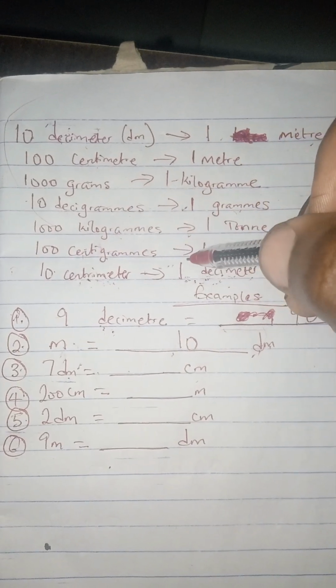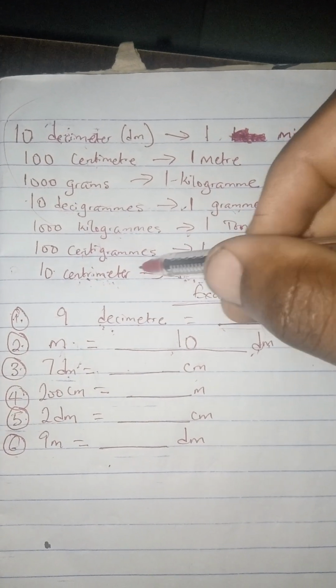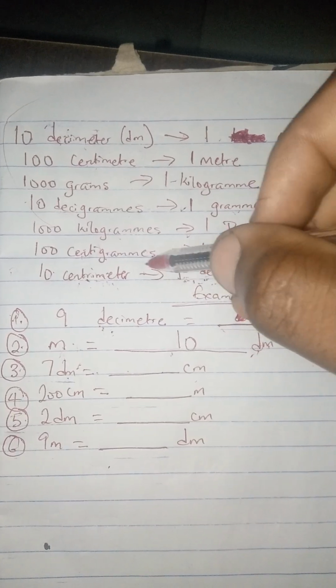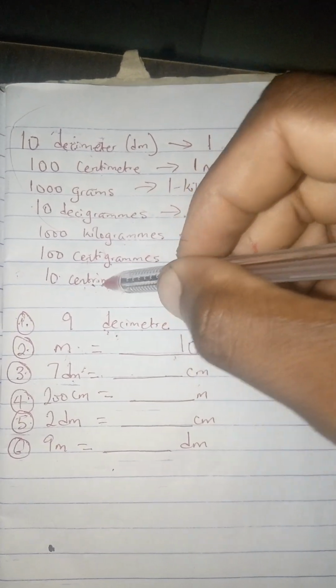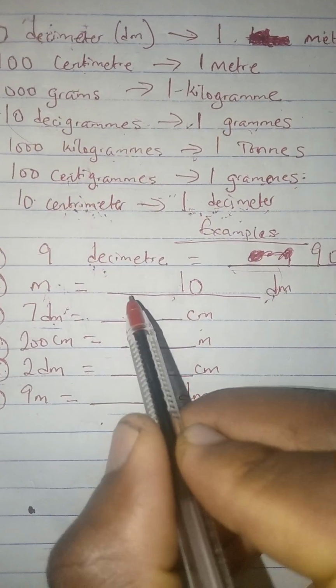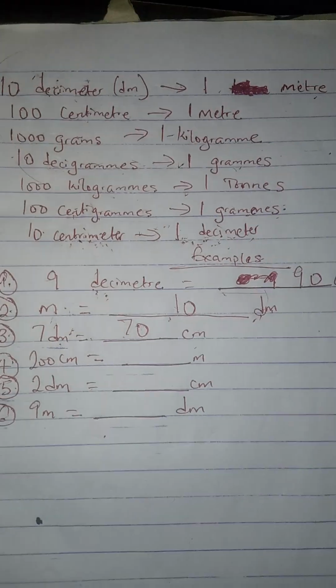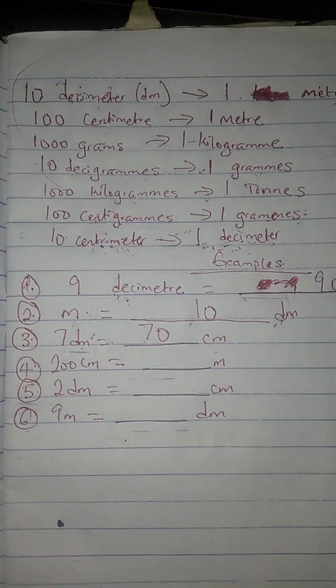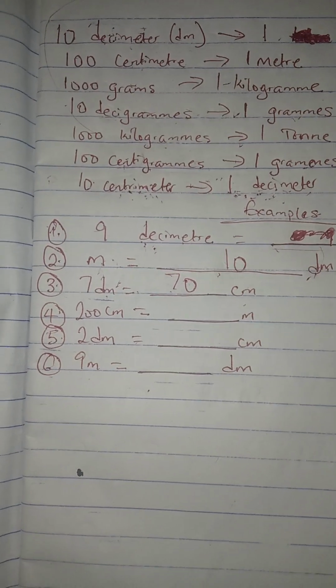What are we going to do? We are going to simply say, since 1 will give us 10, then 7 will give us what? 7 times what? 10, which will give us what? 70 what? Centimeter. So here we have 70 centimeter. Now let's look at the next question.